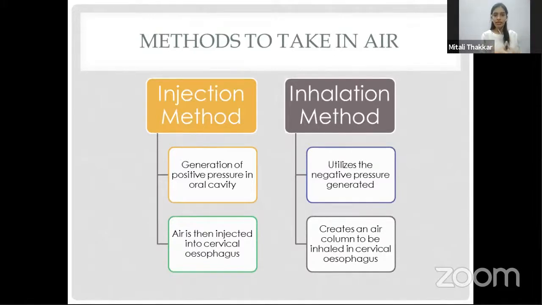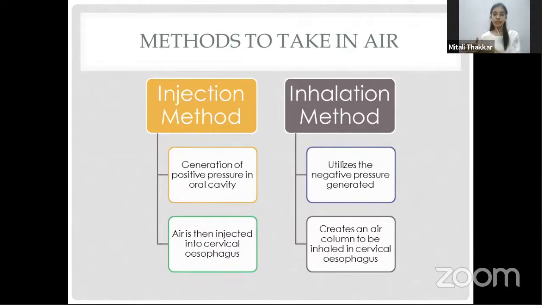So what exactly happens in the injection method? There's a generation of positive pressure in the oral cavity. So the tongue moves against the palate and the air is trapped behind this, and then it is injected into the cervical esophagus. So basically, you are utilizing the positive pressure in your oral cavity relative to the airway, the lung cavity. So there is negative pressure in the down part and positive pressure in the oral cavity. So the movement of air is from high pressure to low pressure, and then it is expelled out.